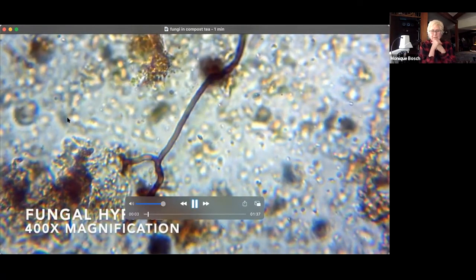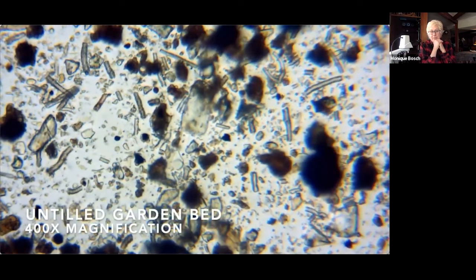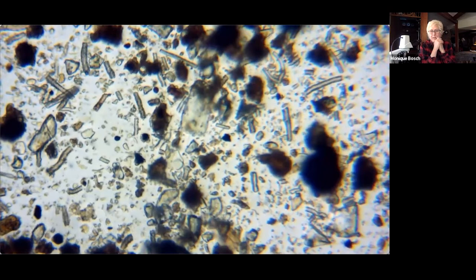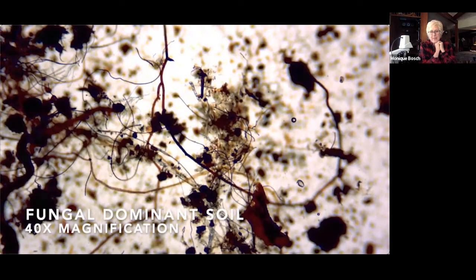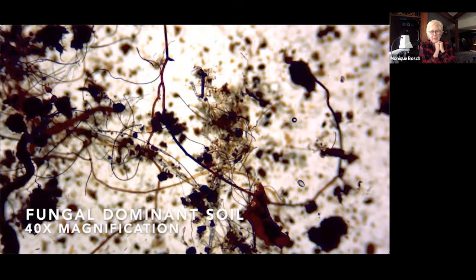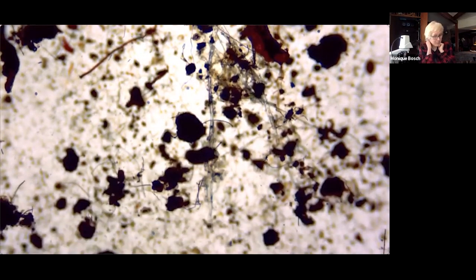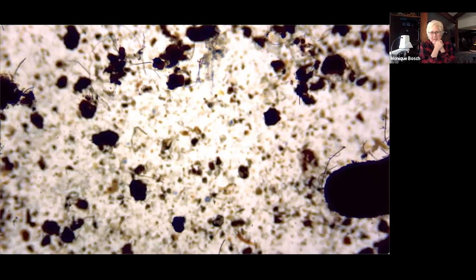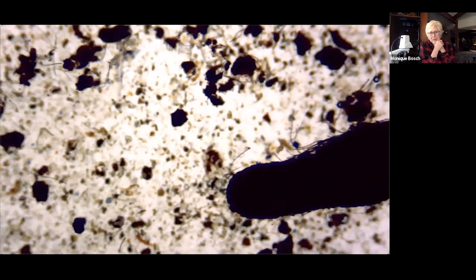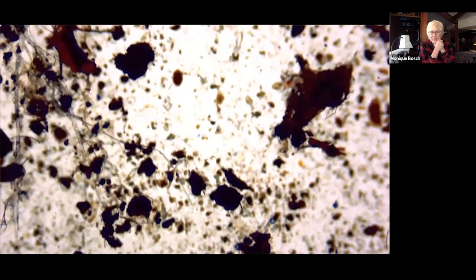So this is some fungal hyphae here, just to show you. This is another type of fungi that we found in an untilled garden bed. And this is what we found in that soil around the mountain laurel. Look at the diversity of that fungi. I'm a little bit of a geek here, but I've never seen such beautiful fungi. And I wanted to share that with you. This looks like Bigfoot in here, but it's an interesting shape, full of fungi as well.